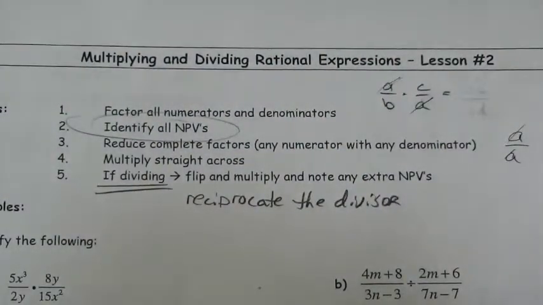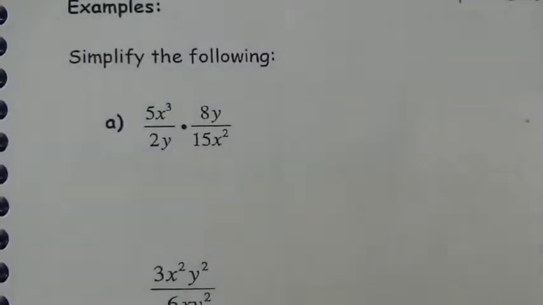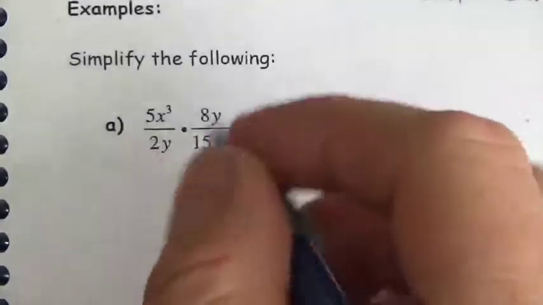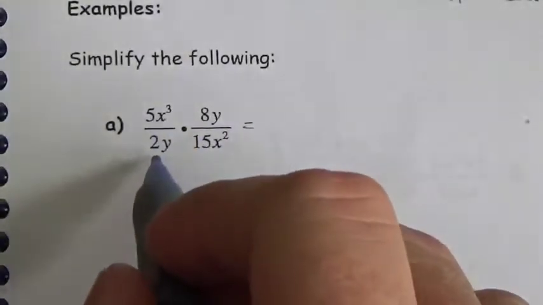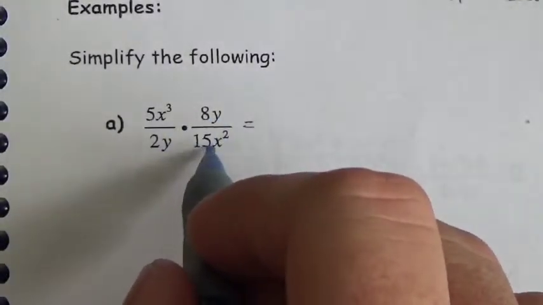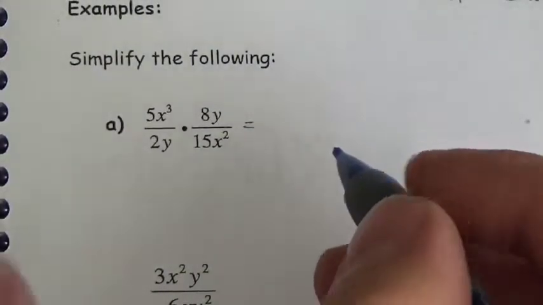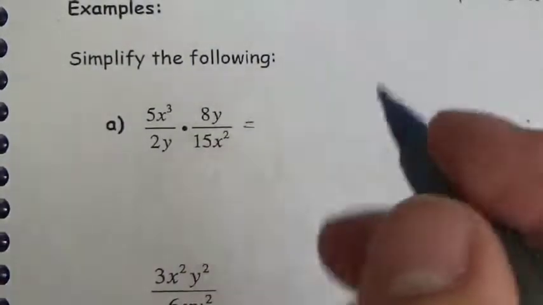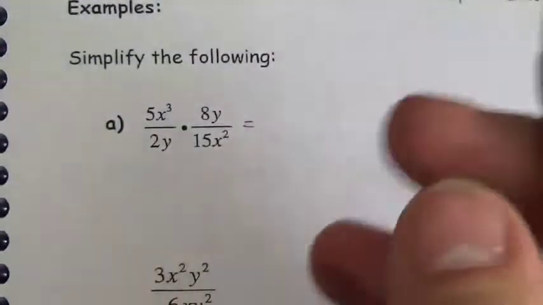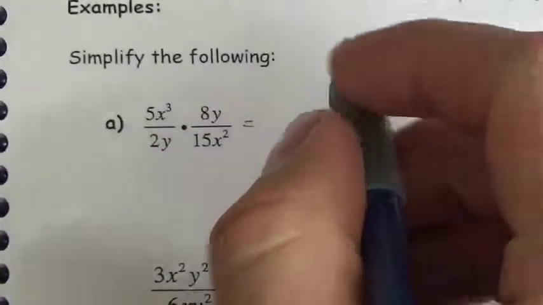In any case, the easiest thing to do here is really just to take a look at a bunch of examples and make sure you see what I'm doing with every case. Okay, let's go through and simplify the following. We have 5x cubed divided by 2y multiplied by 8y over 15x squared. To illustrate what I was trying to get at before, I'm going to make this question a little bit longer than it absolutely needs to be.